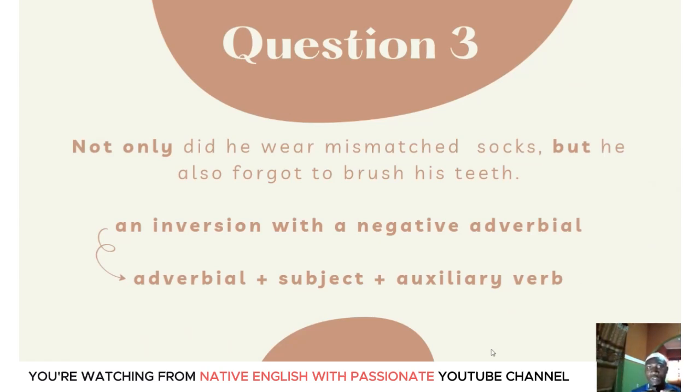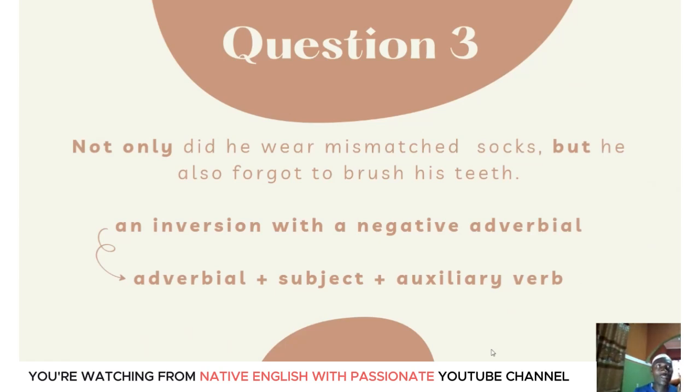You know what we mean by adverbials: when you have this combination of adverbs, phrases, adverbs joined with other things. It may refer to an adverbial clause or adverbial phrase. So now, not only did he wear mismatched socks, but he also forgot to brush his teeth. So you try to learn further other types of correlating conjunction.